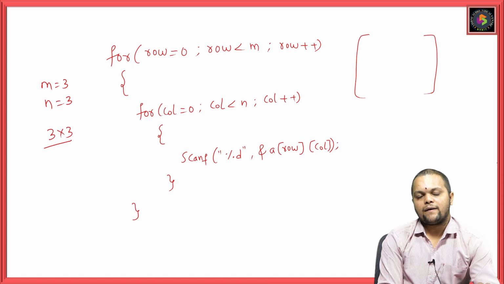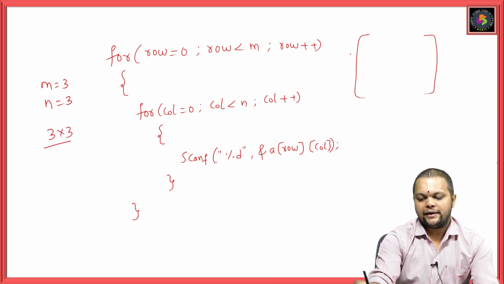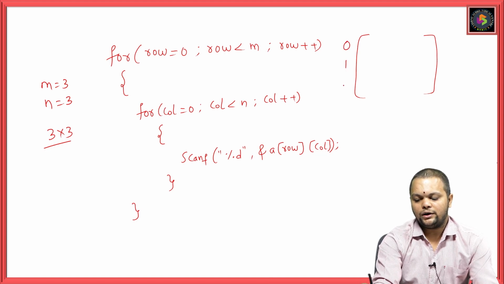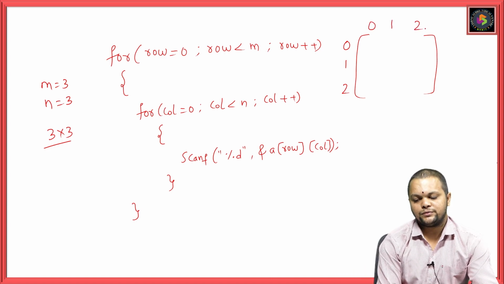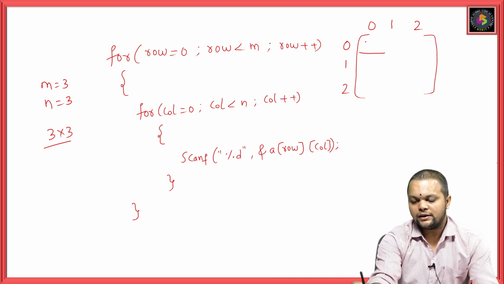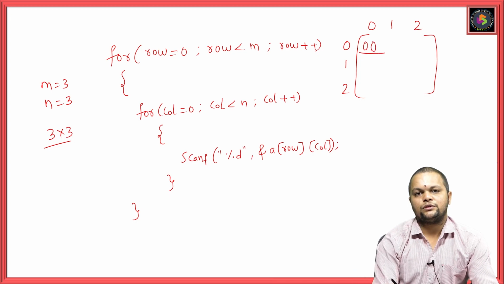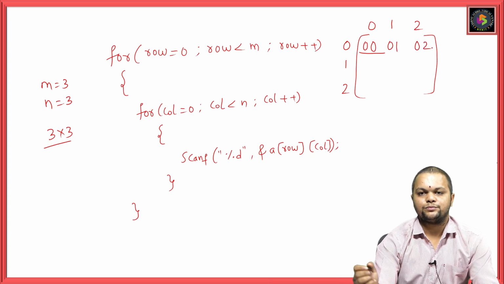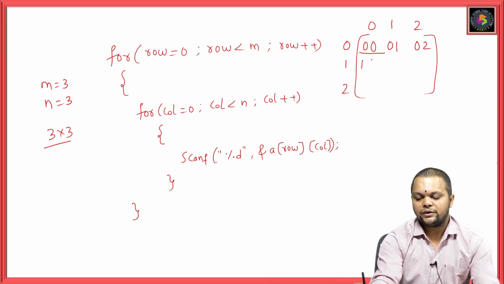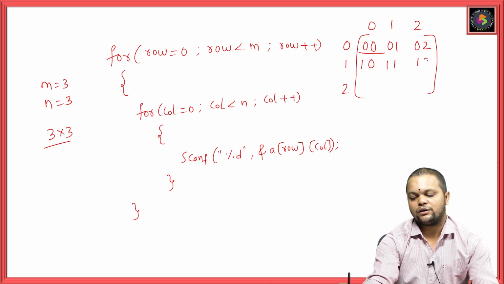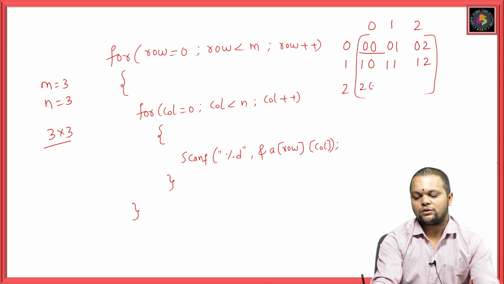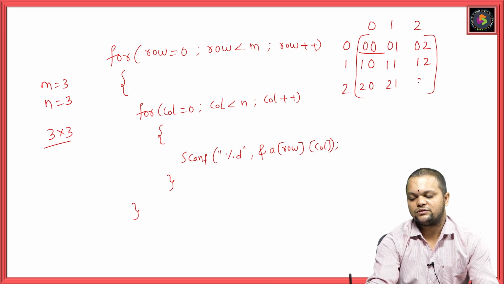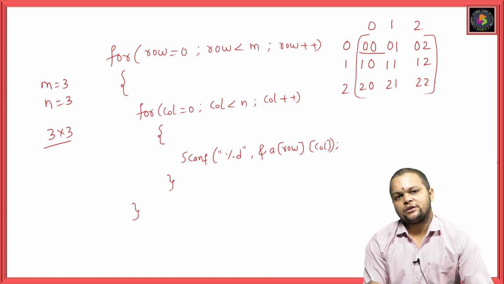If I want to give values into a 3 by 3 matrix, index number will start with 0, 1, 2. This is again column number 0, column number 1, column number 2. If I want to give the value here, then it should be a of 0, 0. It should be a of 0, 1. This should be a of 0, 2. The second one should be a of first row, 0th column. First row, first column. First row, second column. Second row, 0th column. This is 2, 1. This is 2, 2. This should be the representation.